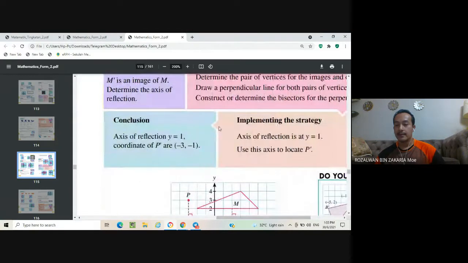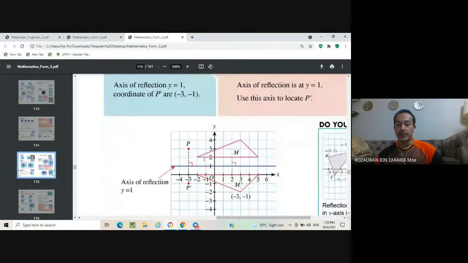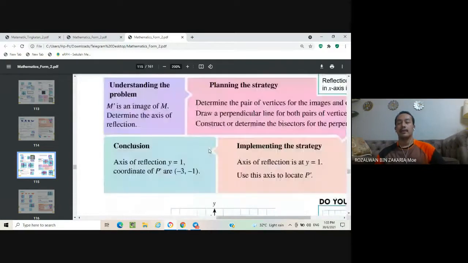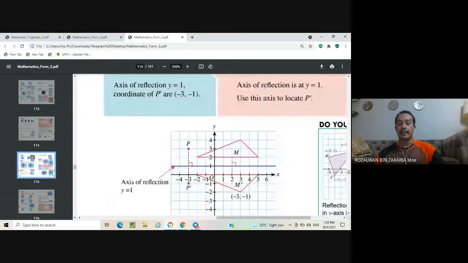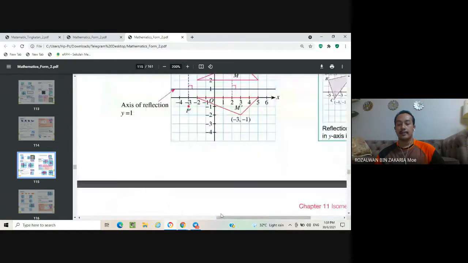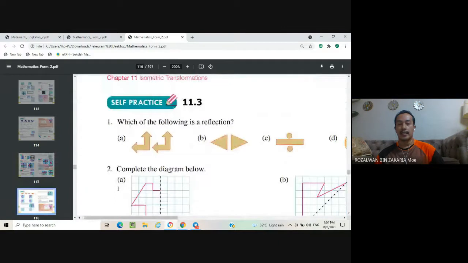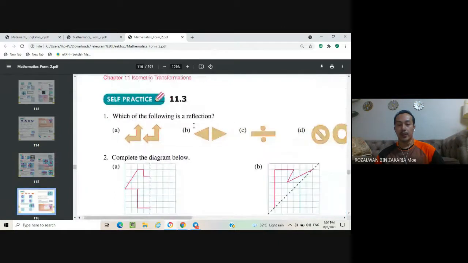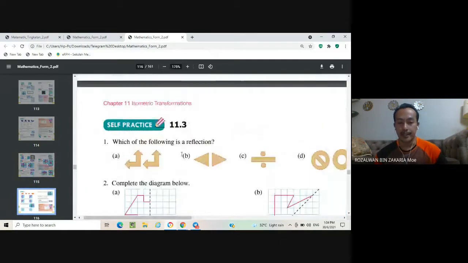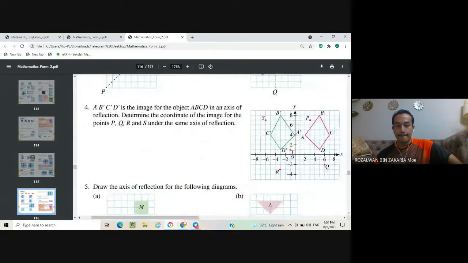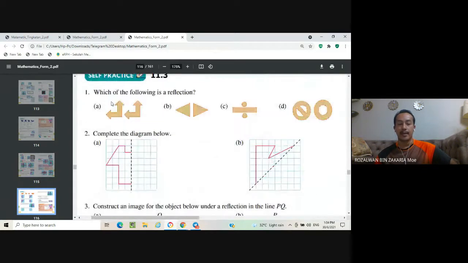Okay, so that's how to do example 17. All right, class, next. We discuss one question from self-practice 11.3. Now look at question 4 here, question 4 from self-practice 11.3.